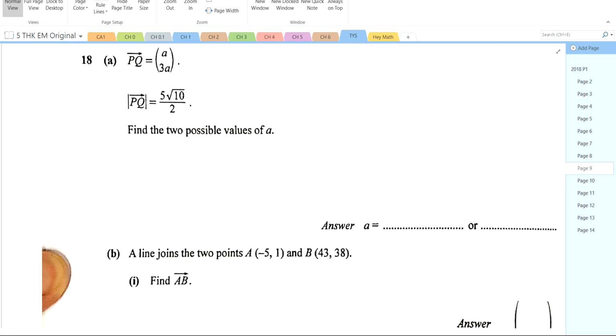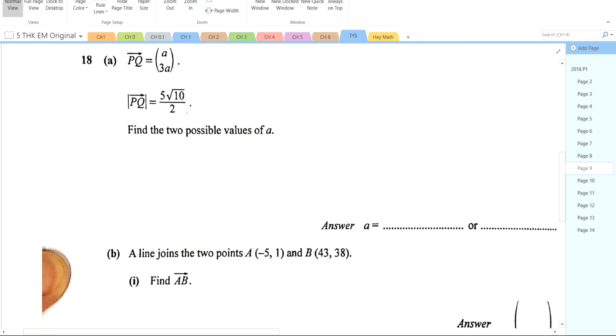Okay. Do you understand the question? Hui, do you need help with this question? 17a. Xin Hui, do you need help? Okay, so for Winnie, this is a vector. It is described by a units to the right, 3a units upwards. Okay, and the magnitude is given to be 5 root 10 over 2.